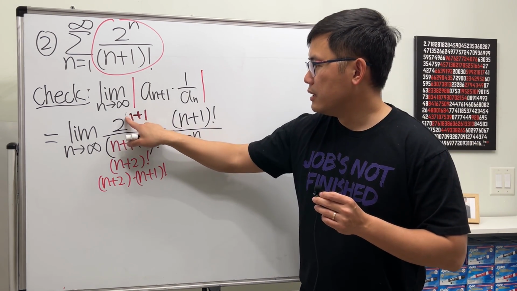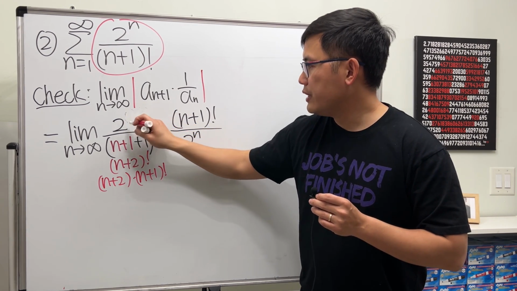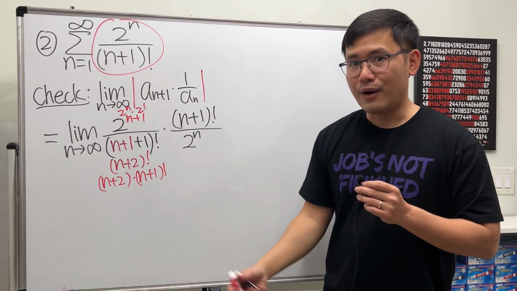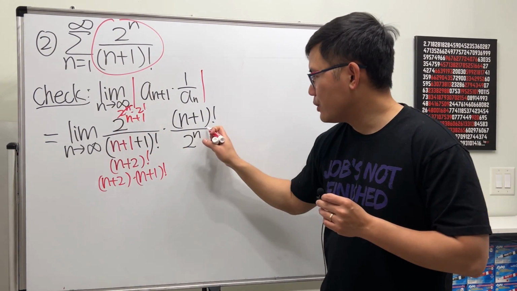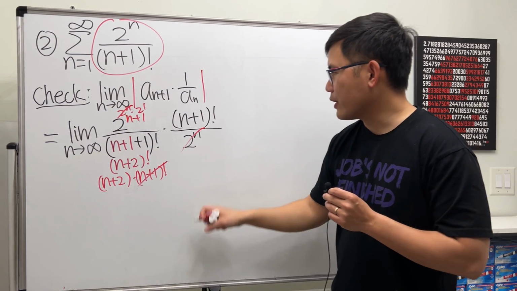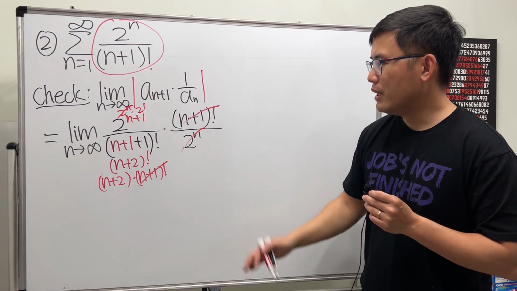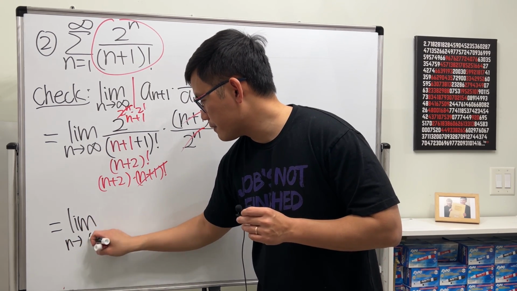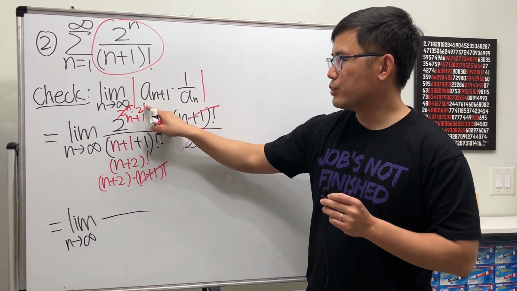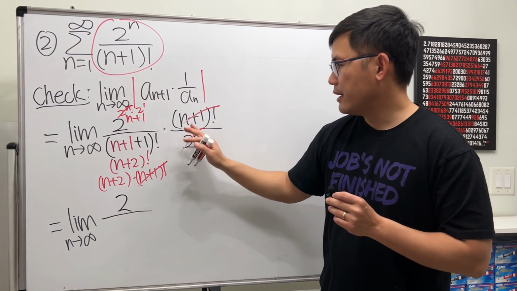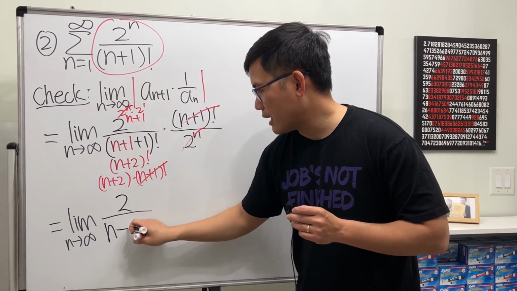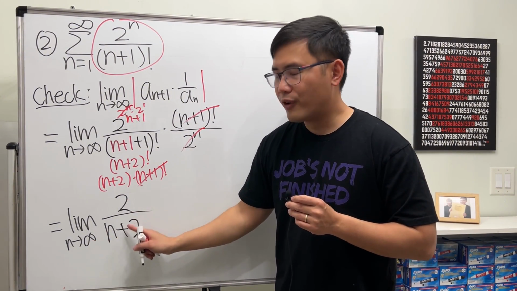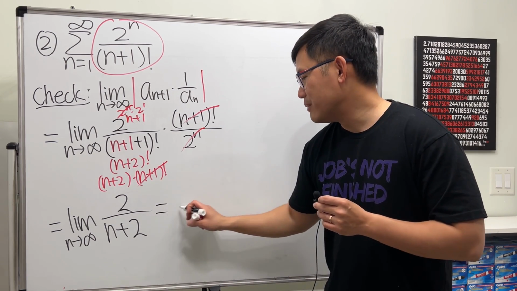Likewise here, this is 2 to the n plus 1, which is 2 to the n times 2 to the first. Now, happy canceling. 2 to the n cancel, and then n plus 1 factorial cancel. Have a look. Here is the limit as n goes to infinity. On the top, we have this 2 to the first power, so it's just 2. No more, and on the bottom is n plus 2. As n goes to infinity, we have 2 over infinity. So in this case, the limit is equal to 0.